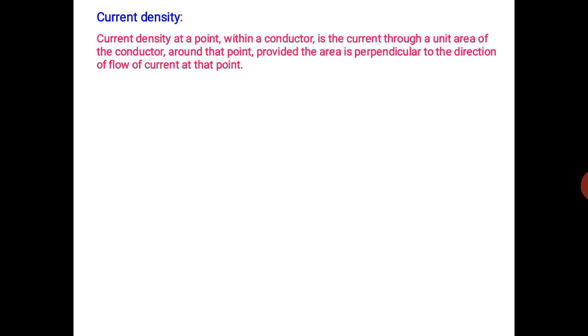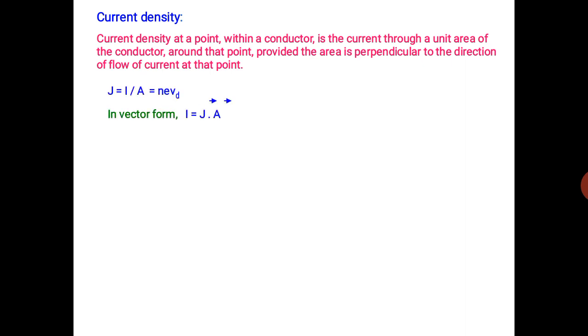So, in the previous topic, we have already discussed the electric current, drift speed or drift velocity, and mobility. Let us now discuss the term current density. Current density at a point within a conductor is the current through a unit area of the conductor around that point, provided the area is perpendicular to the direction of flow of the current.